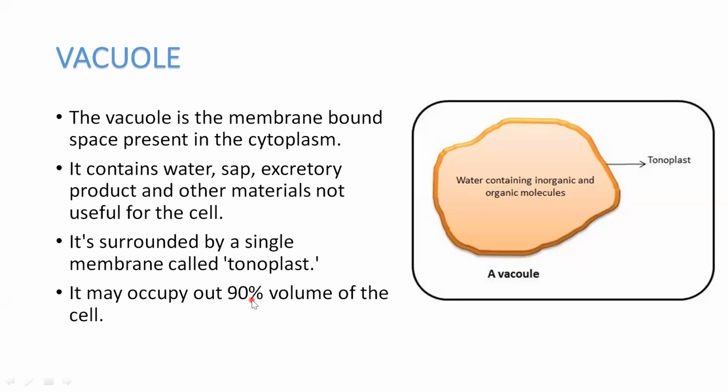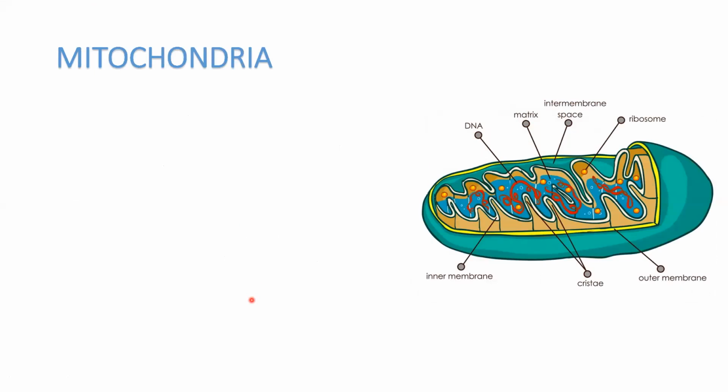So let us move on to the next slide. That is my next cell organelle, mitochondria. So what is mitochondria? Mitochondria is a double membraned cell organelle. Here we see two membranes. One is a blue color, and one is in brown color. So the outer membrane and the inner membrane. The one outside we call the outer membrane, and the membrane inside is the inner membrane. The space between these two membranes is called the intermembrane space. And the space inside the inner membrane we call the matrix.